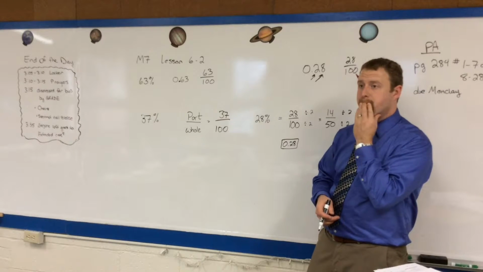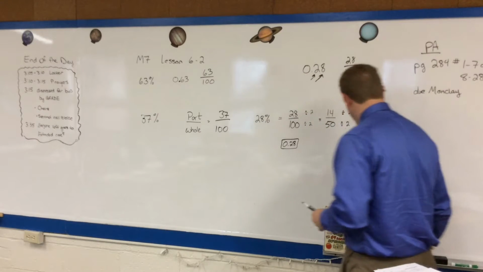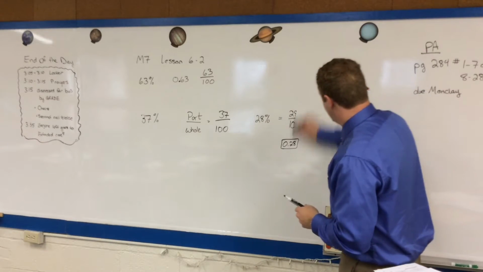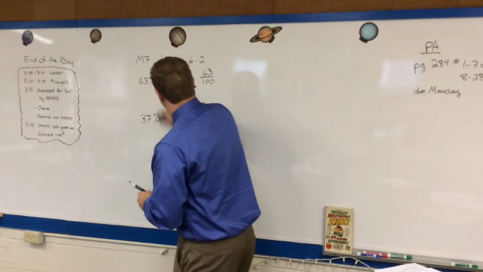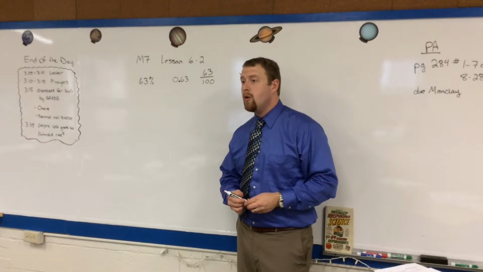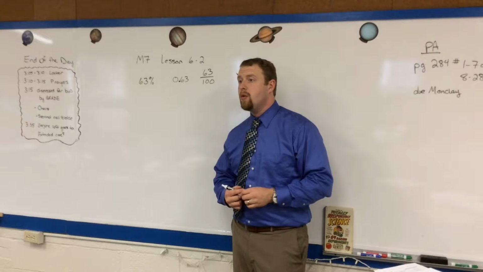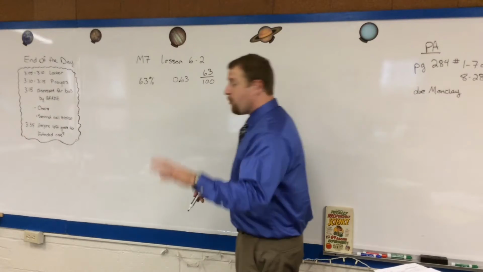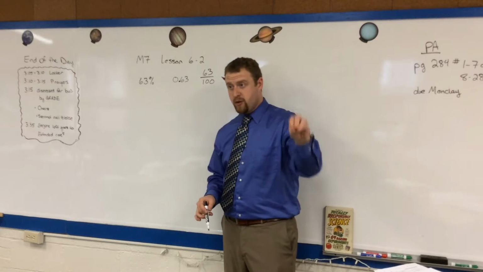Isabel. To write it as a decimal, what if it was 7%? Would it be 0.7 or 0.07? It would be 0.07. Okay. But actually we're going to look at those kinds of problems more so tomorrow.